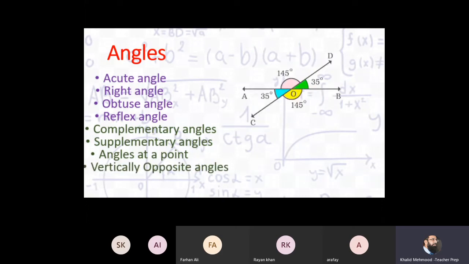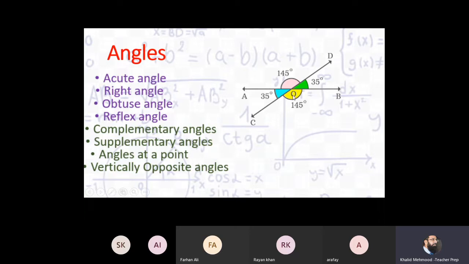Now the next is vertically opposite angles. Vertically opposite angles are formed whenever two lines cross each other, so pairs of opposite angles are formed. You can see that blue is equal to green, and their value is 35, so the other value is also 35. That's why blue and green are vertically opposite angles.